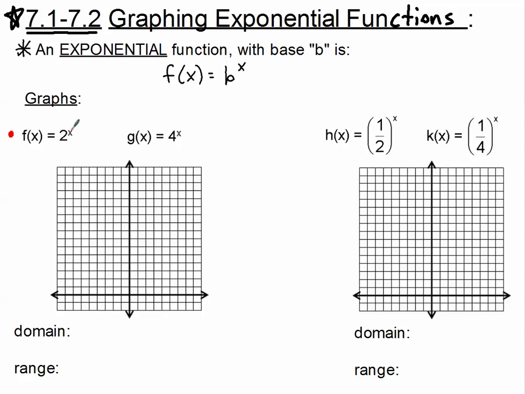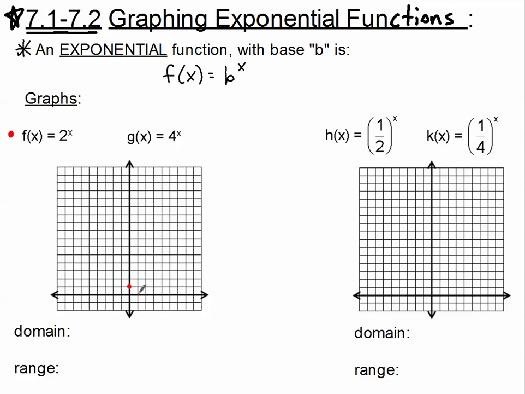I get to plug in whatever I want for x. So I'm going to start with 0 and move into some positives and then do some negatives. So let's start with 0. 2 to the 0 power, in fact, anything to the 0 power would be 1. So when x is 0, my first point is 0, 1. So that's my first point. Let's move to the first exponent, when x equals 1. 2 to the first power, of course, is simply 2.